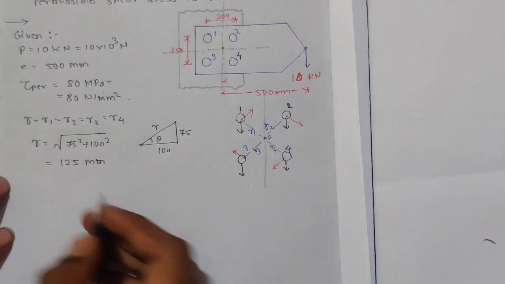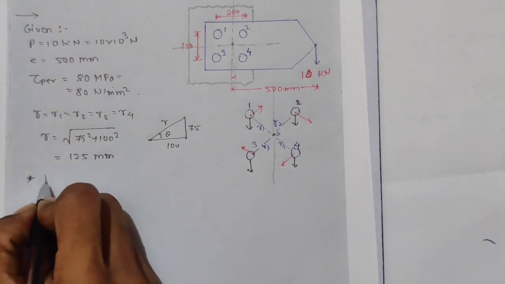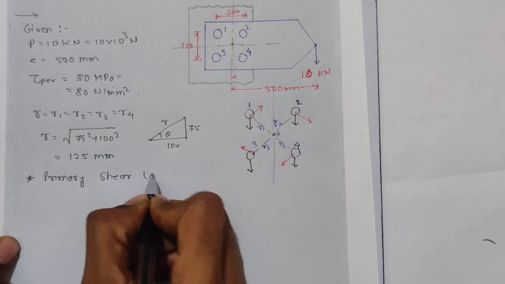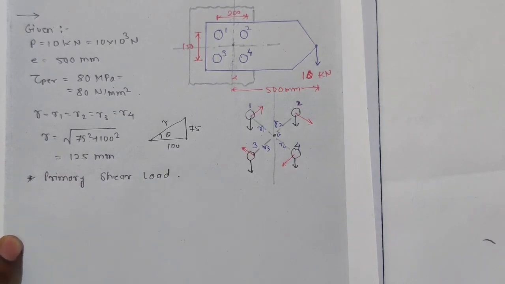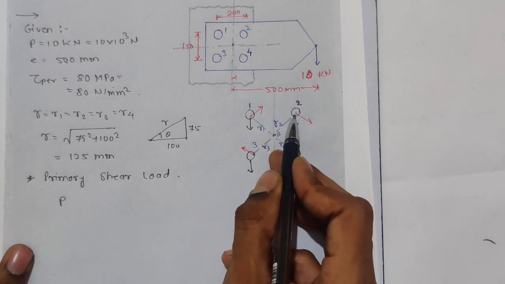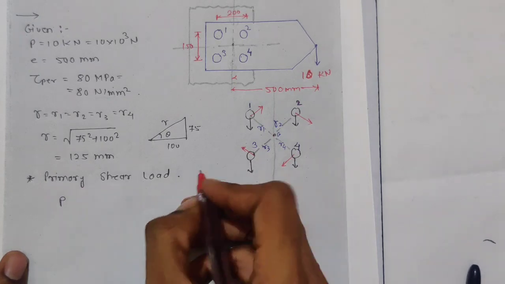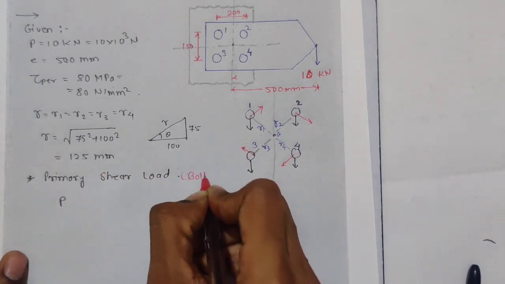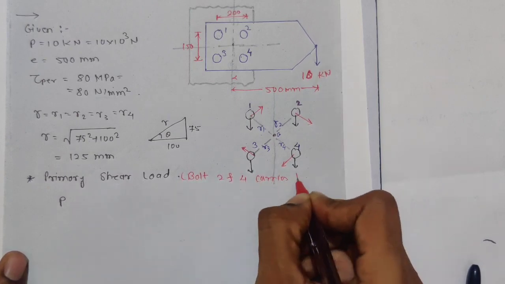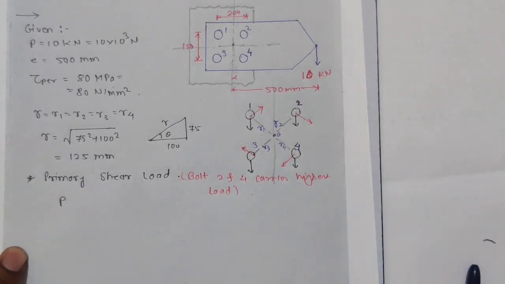So we'll go to the first step, that is primary shear load. We know what the primary shear load is. Now I'm considering bolt 2 as carrying the highest load. So I will mention over here that bolts 2 and 4 carry the highest load, or you can say bolts 2 and 4 are heavily loaded.